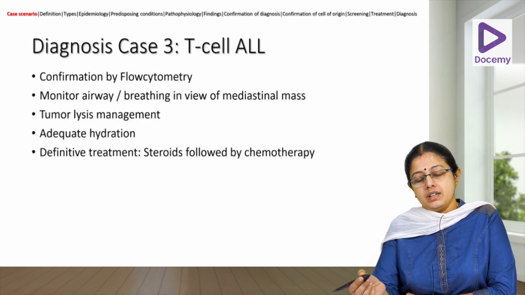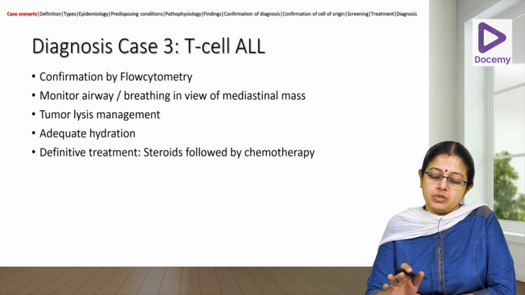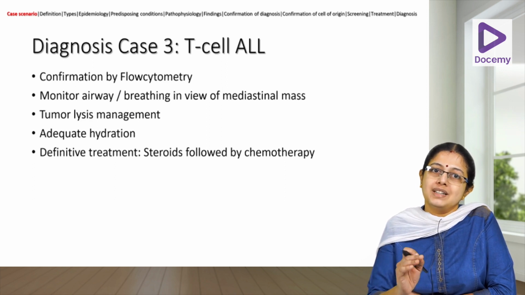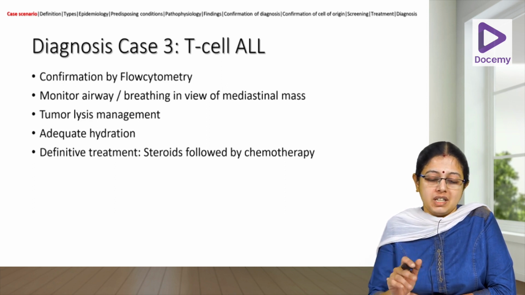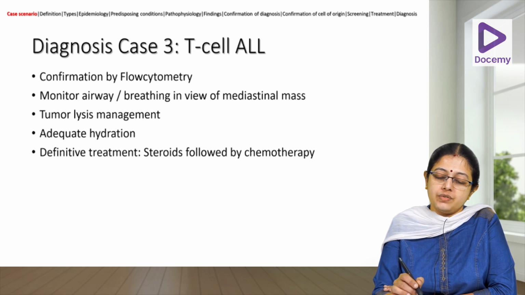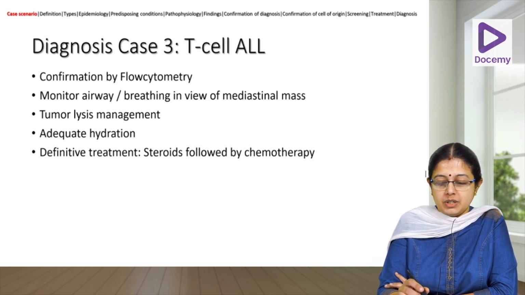And now again it will be confirmed with the flow cytometry. Flow cytometry showing clonal proliferation of cells which have the cell differentiation markers consistent with T cells, and he was identified to have a T cell acute lymphoblastic leukemia.